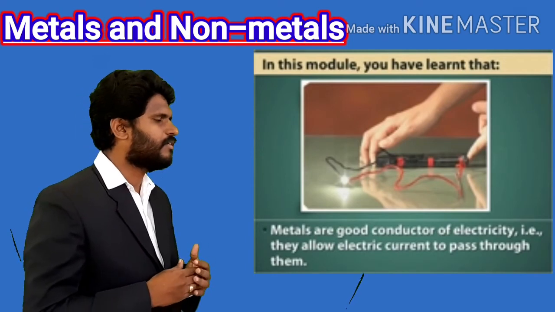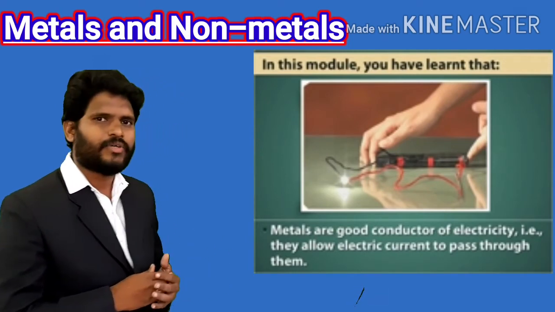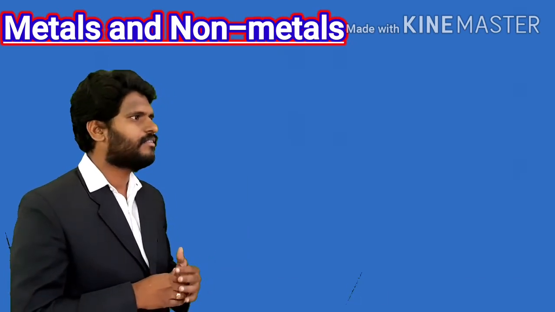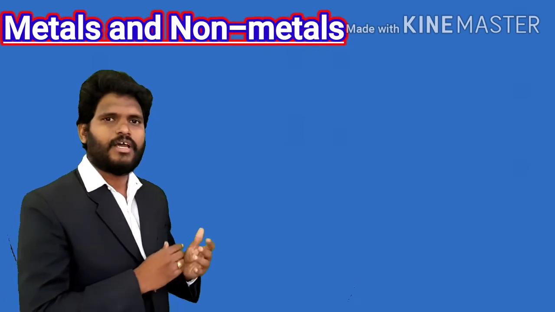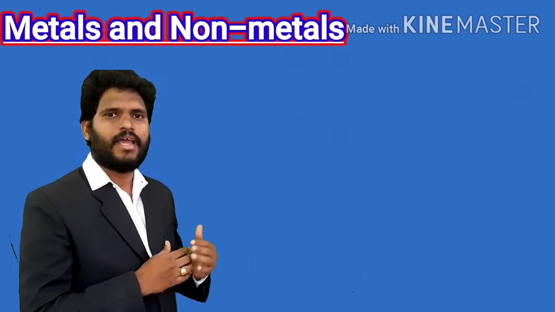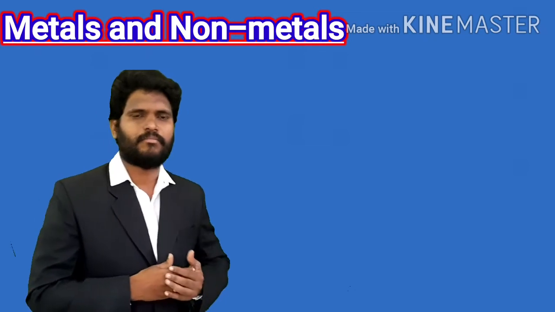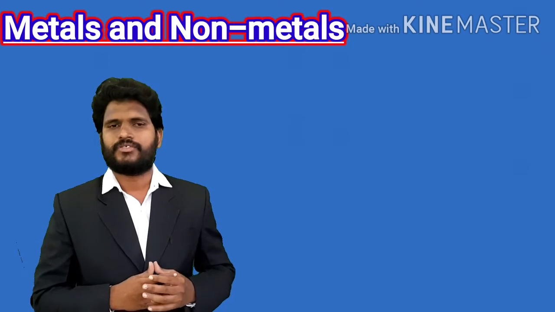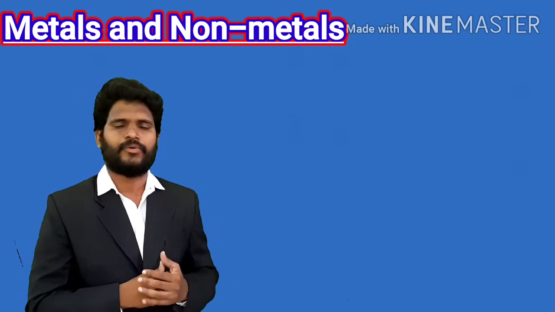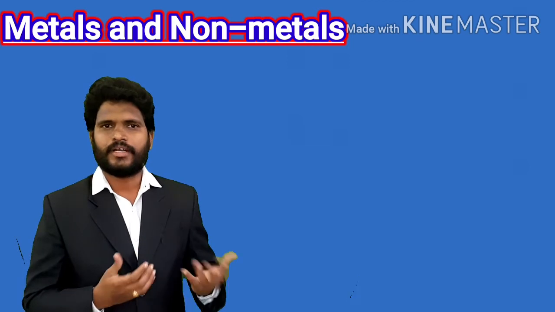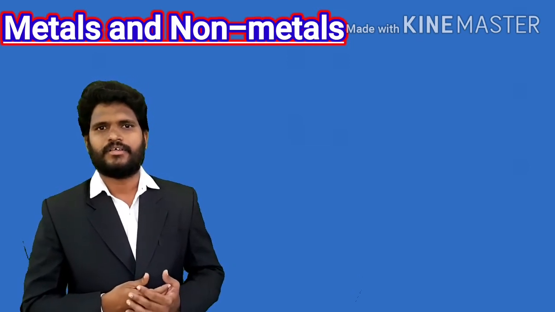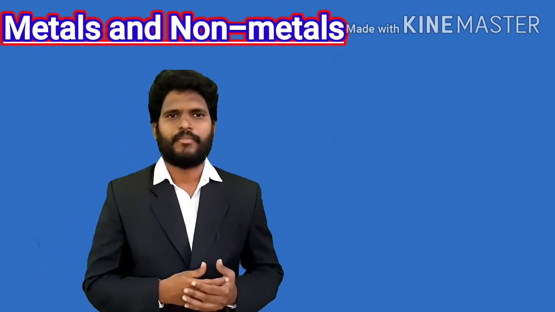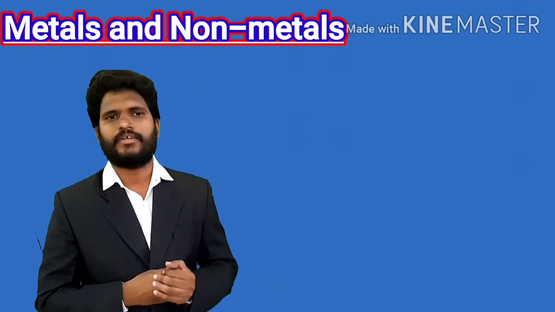From this activity, we learn that metals are good conductors of electricity and they can pass current through them. I think you understand this activity, and with this we can say that metals are good conductors of electricity. At the same time we have to know, are metals good conductors of heat or not? We can say that metals are undoubtedly good conductors of heat.